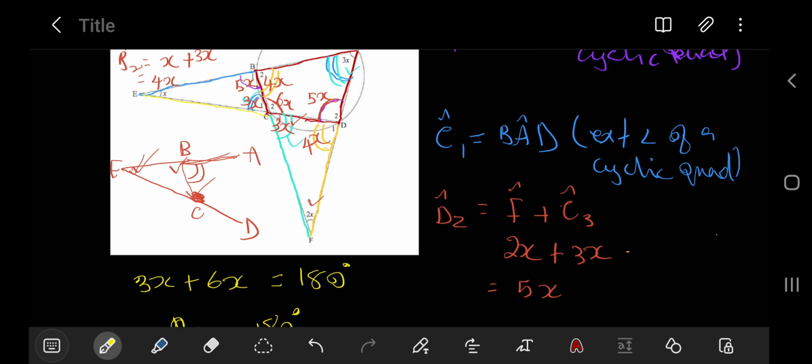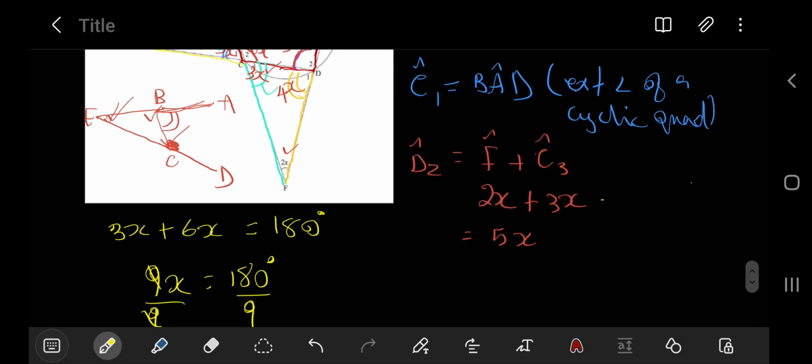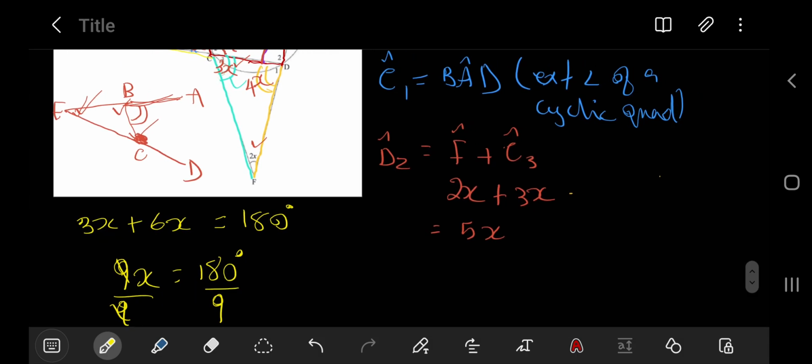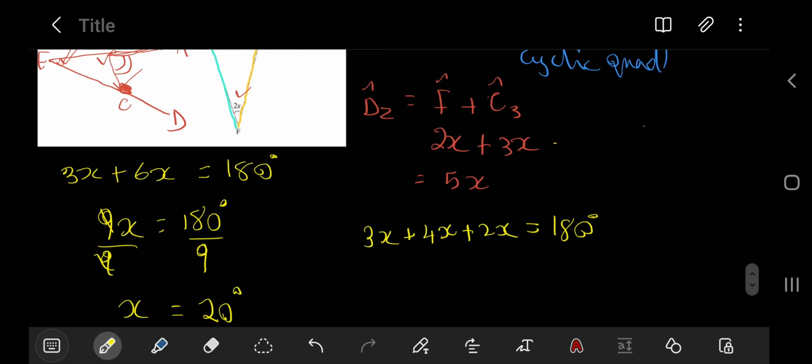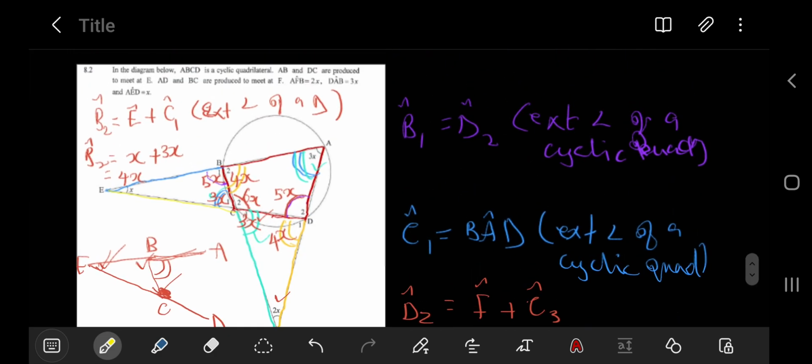Okay, and also you can calculate the value of x using a triangle, right? Because the sum of angles in the triangle should give you 180. So that would be 3x, okay, plus 4x plus 2x. That is equal to 180 because the sum of angles in the triangle is 180. So that would be 9x equals 180, and that would still give you the same answer, right? x is equal to 20 degrees if you were to calculate the value of x, right?